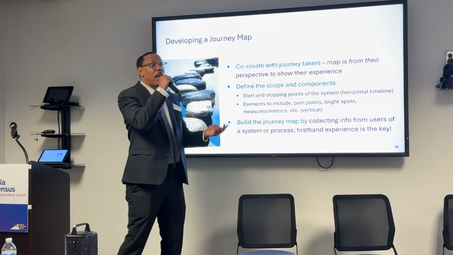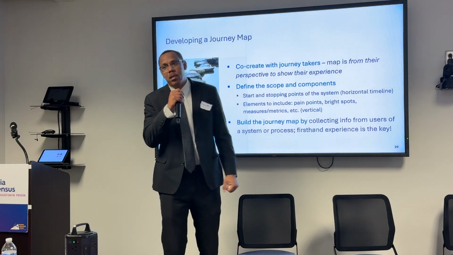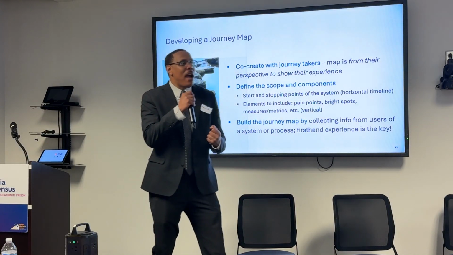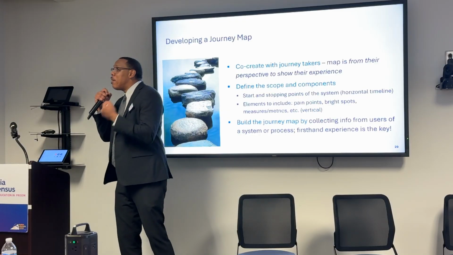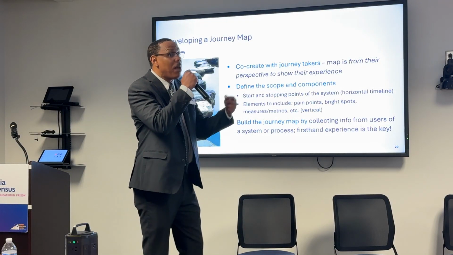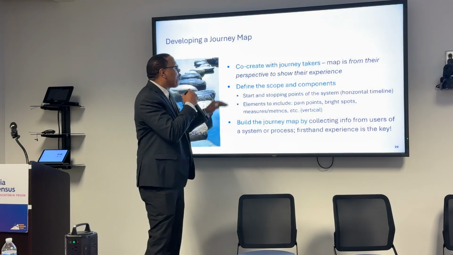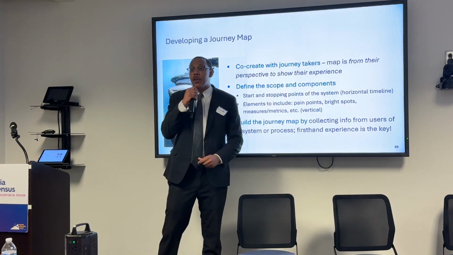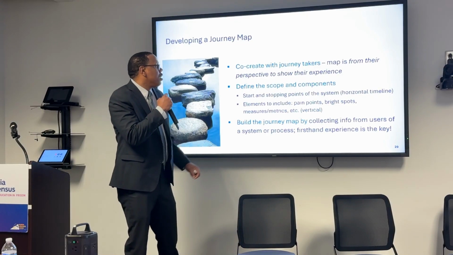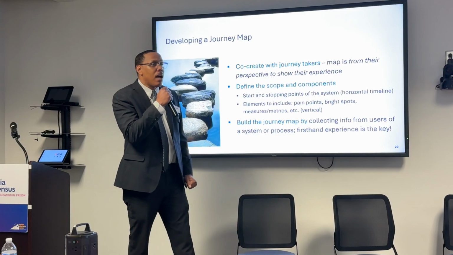So, in order to develop a journey map, we co-create with journey takers. That's a big sentence right there. What it means is that everybody that is involved with this journey needs input on this journey map. From a student, to a teacher, to a principal, to maybe even correctional officers and wardens, to be able to understand the map from their perspective to show their experience, right? It can be written from each individual perspective. So you define the scope and components. Where does the system start? Where does it stop?